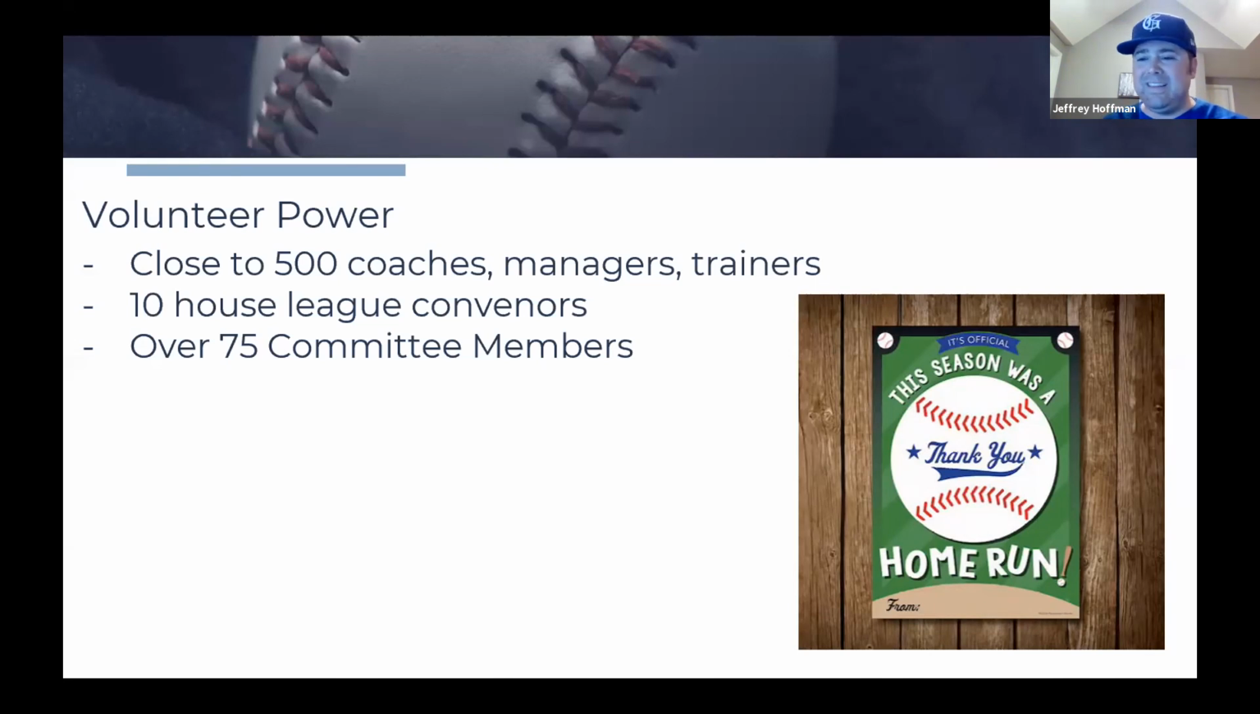We're talking about at least 10 house league conveners who stepped up to make this all happen, over 75 members of all of our committees, all volunteers, all of us who do this work off the side of our desks to make sure that this season, we have a season like we have this year, and we can continue to have seasons like this as we move forward. Our volunteers are the real backbone of our organization and a real key piece of the key to our success.